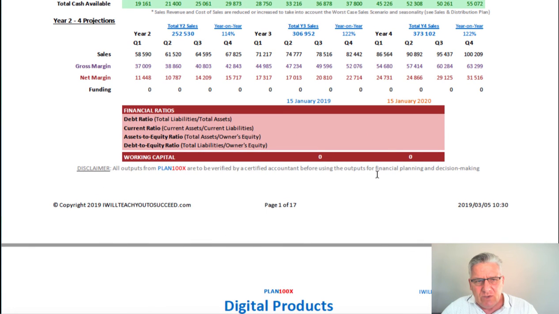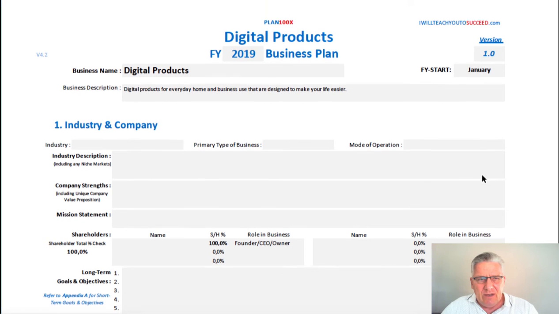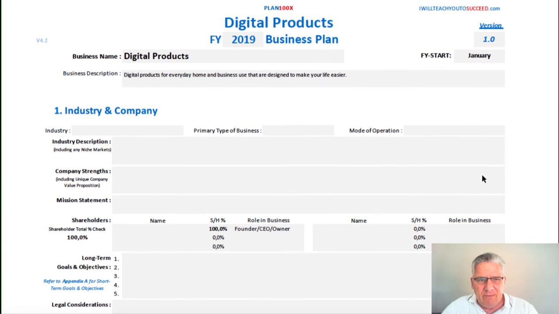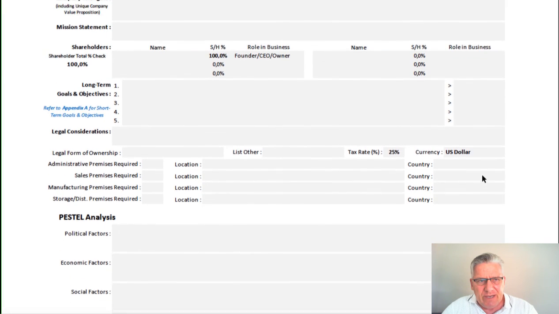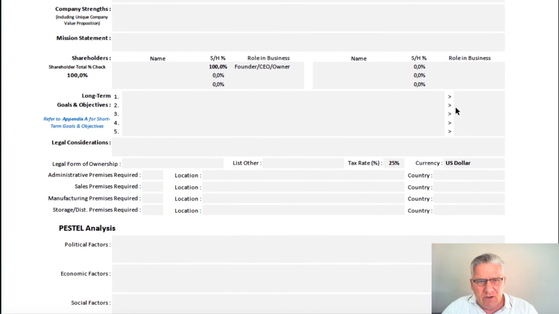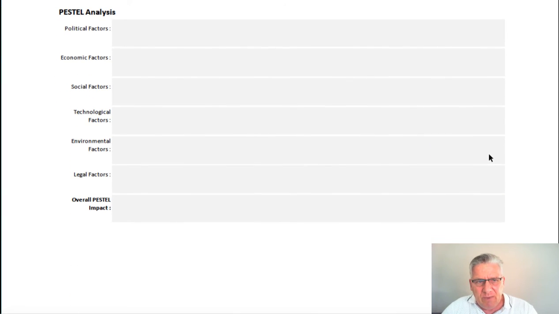The financial ratios weren't determined because we didn't build the balance sheet. Right, so moving down, I'm going to just walk through this quite quickly because you've seen it all. But you can see how professional this looks, going through the company information, long-term goals and objectives with dates in, the PESTLE analysis. If you don't know what the PESTLE analysis is, you can learn if you look at the help guide.